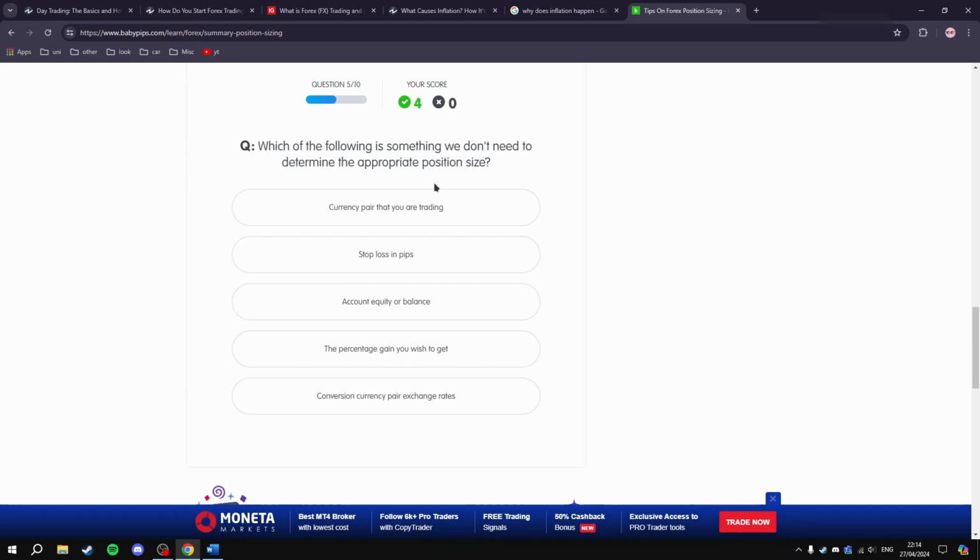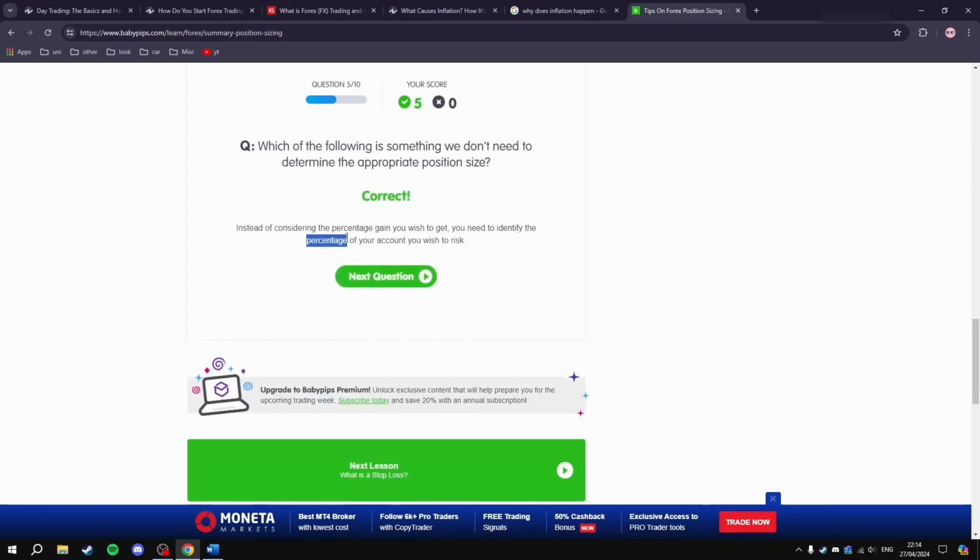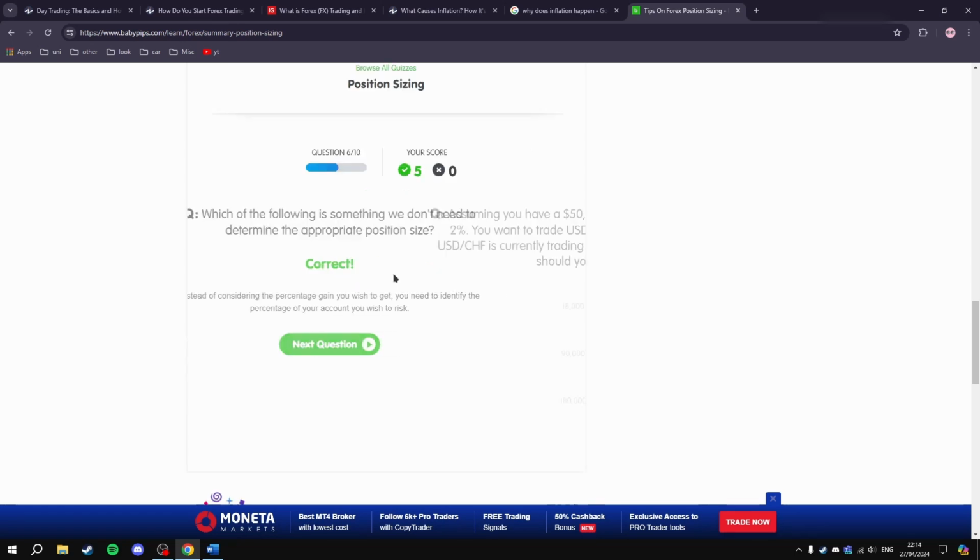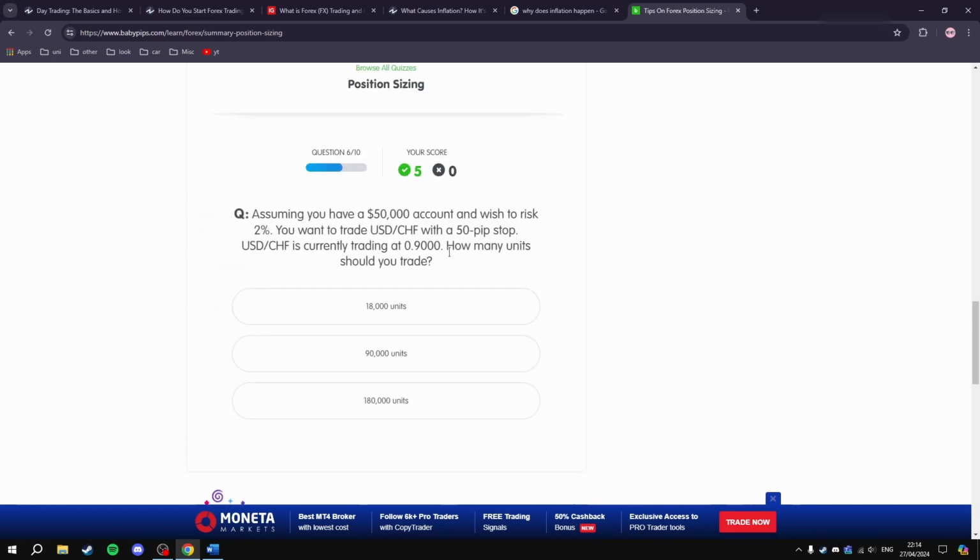Currency pair you're trading, stop loss in pips, account equity or balance, the percentage gain you wish to get, conversion currency pair exchange rates. Which of the following is something we don't need to determine? We don't need the percentage gain you wish to get. Instead of considering the percentage gain you wish to get, you need to identify a percentage of the account you wish to risk.